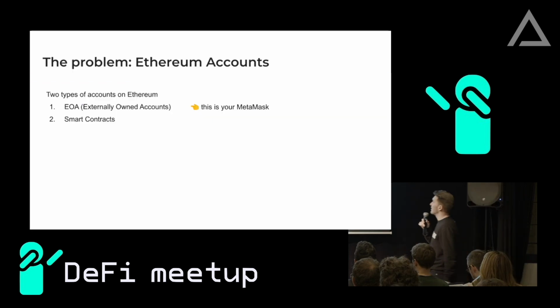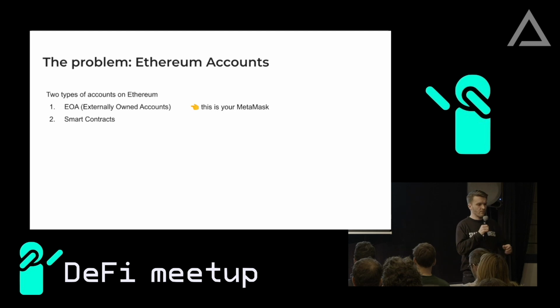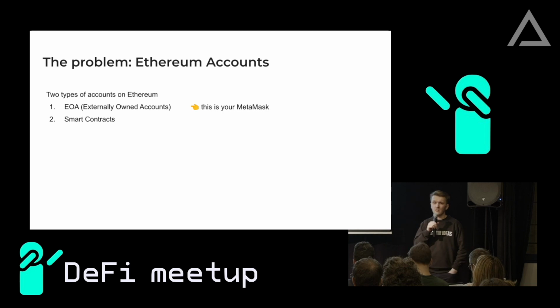So what's the problem? The Ethereum accounts as of today, there are two types. One is externally owned account, the EOA, and the second one is a smart contract. The EOA is pretty much what you use as your account. So this is your MetaMask. It's the seed phrase, and it holds the accounts. And it's the only type of account in Ethereum that can initiate transactions and can pay for transactions. And then there is the second type, which is the smart contract, that can be called by EOAs.